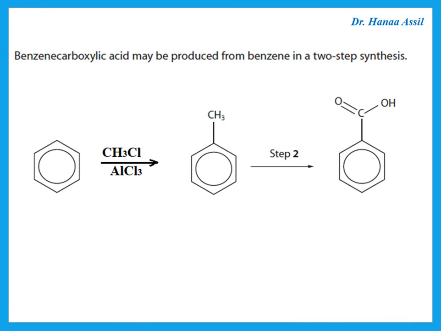And then we said, what do we do to oxidize the methyl group on the benzene ring to acid? Well, this is alkaline potassium manganate will change the methyl group to the carboxylic acid group on the benzene ring.